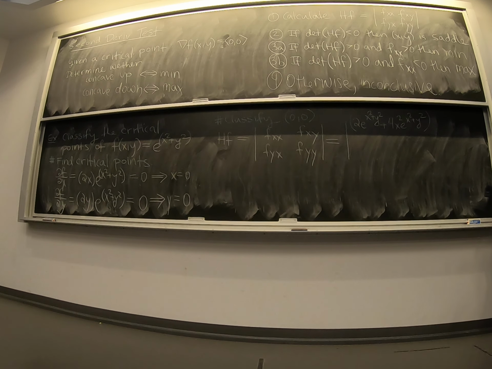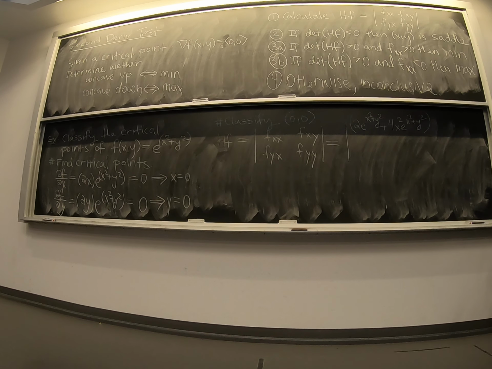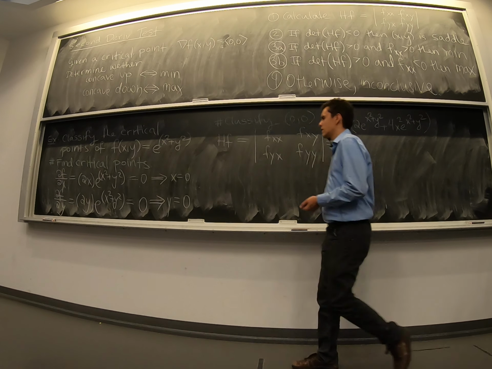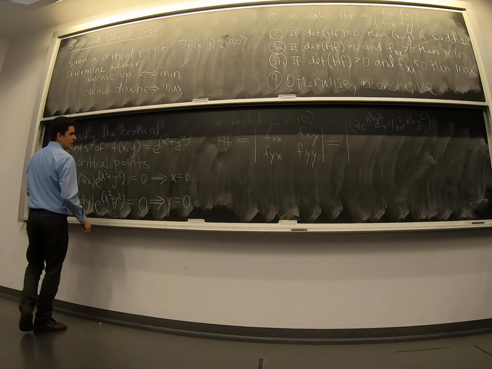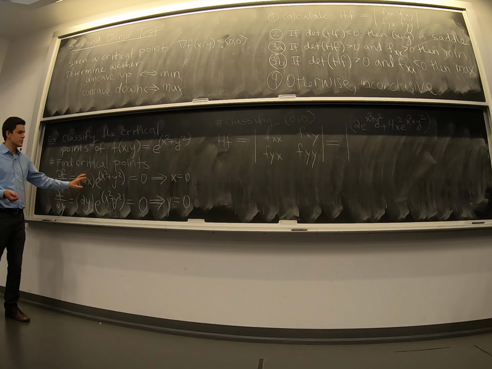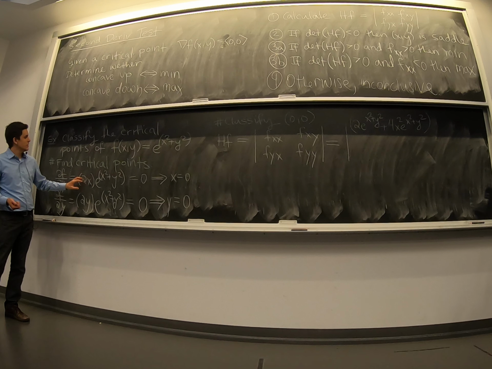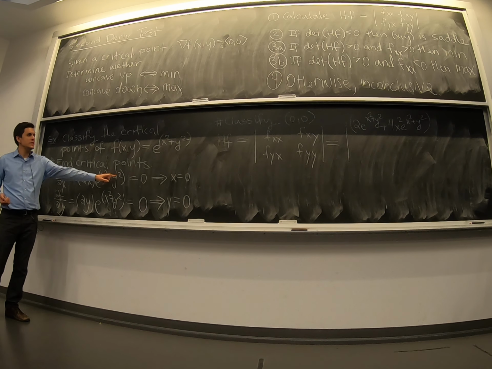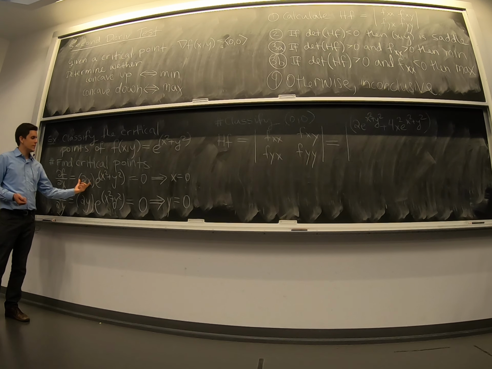Okay, and there's our x component. Right, so we get an addition there because there's a product going on. So we get 2 e to the x squared plus y squared, and then this guy times the derivative of this guy.